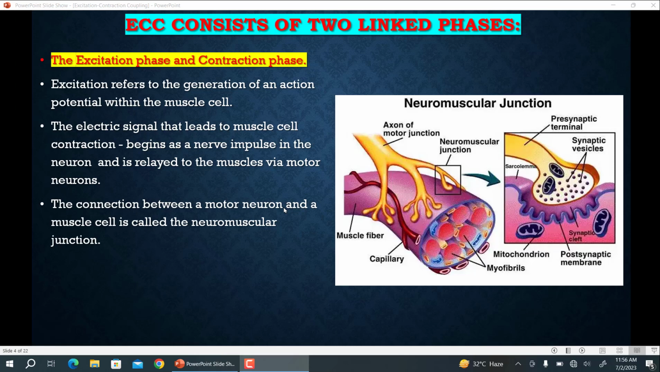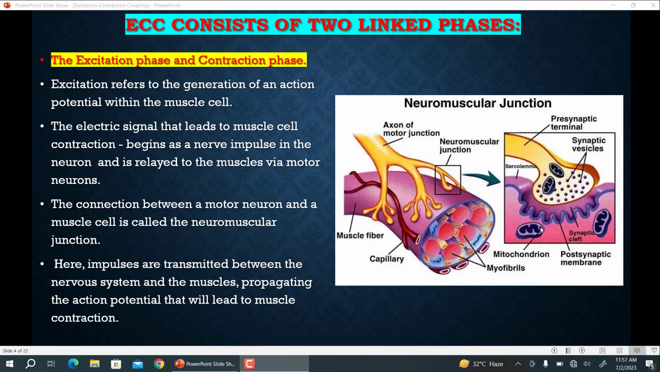The connection between a motor neuron and a muscle cell is called the neuromuscular junction. You know that this is a motor neuron fiber, a branching fiber, and this is the muscle fiber, and the junction between these two, the muscle fiber and the neuronal fiber, is called the neuromuscular junction. So it is the common point at which the muscle and the nerve share these events.